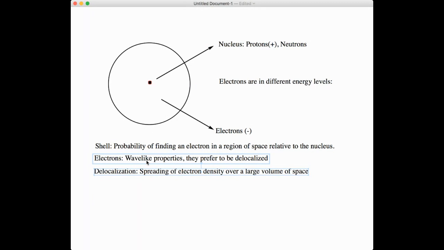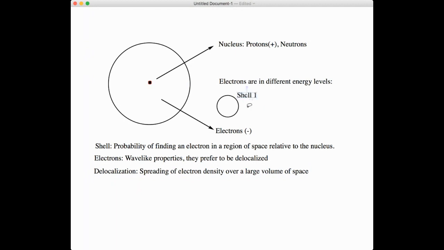delocalized. So what I mean by that is if you have two electrons in the first shell, I don't want you guys to be thinking about one electron being here and one electron being there. So let's say I'm going to draw a shell here. Imagine this is shell number one, just as an example, okay?